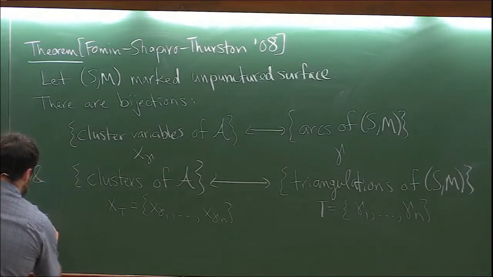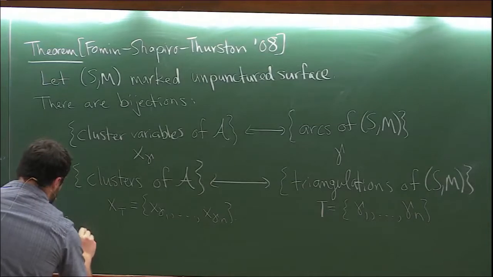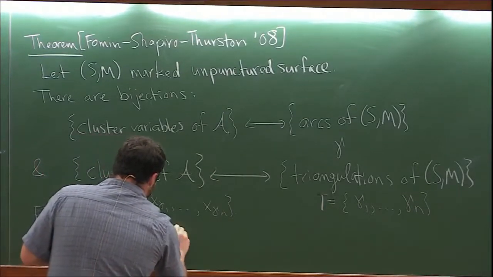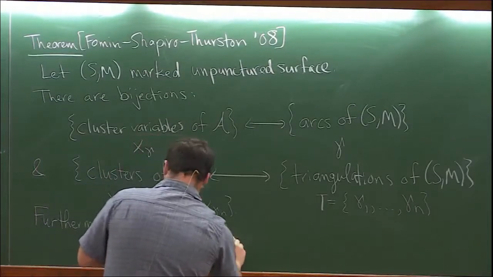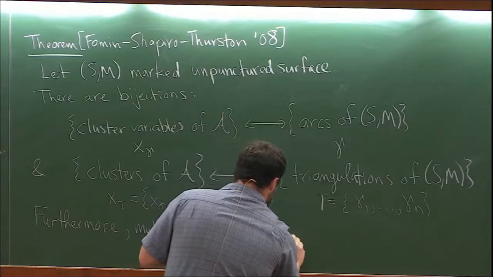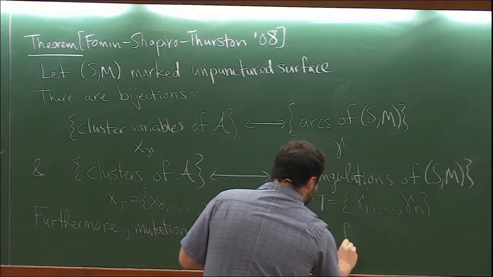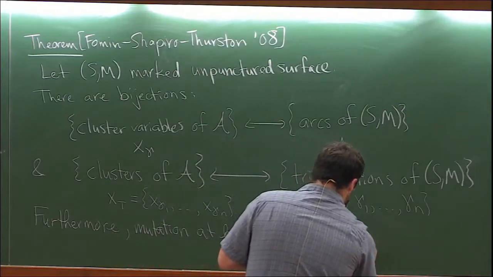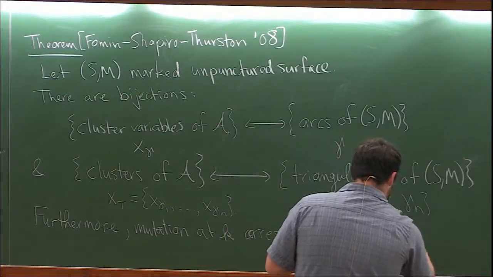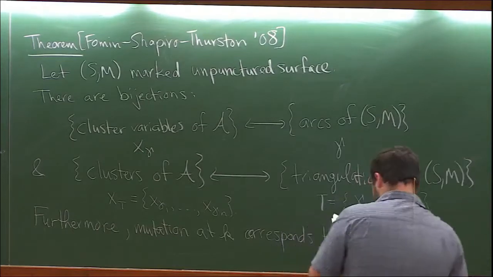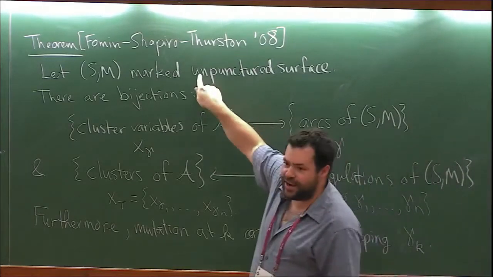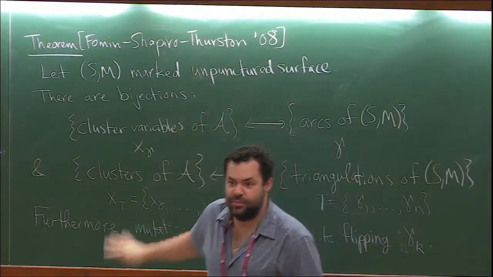So furthermore, mutation at a vertex k corresponds to flipping the arc, say, gamma sub k. Okay. So last time I missed this unpunctured part, but this is important.